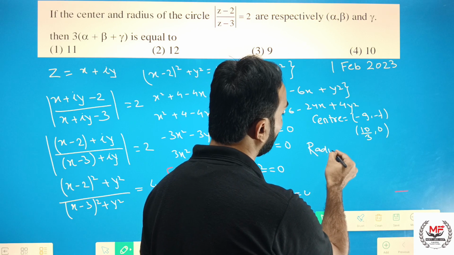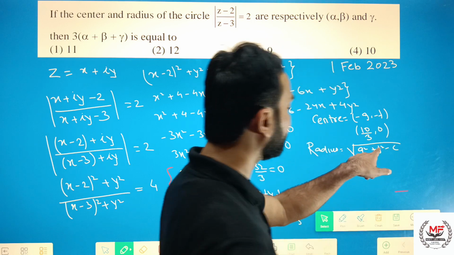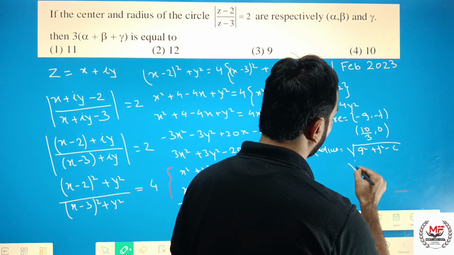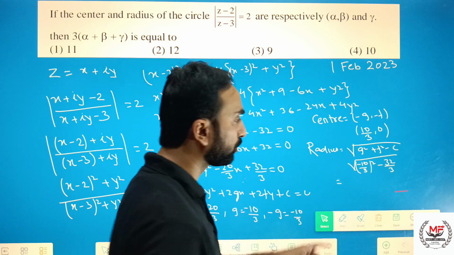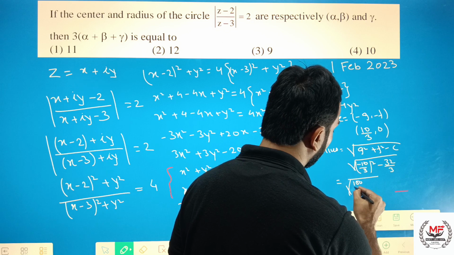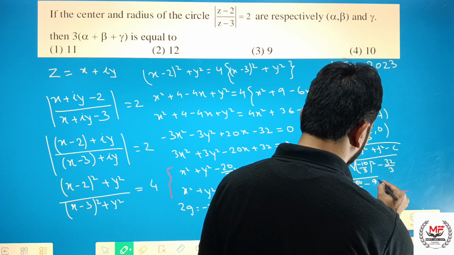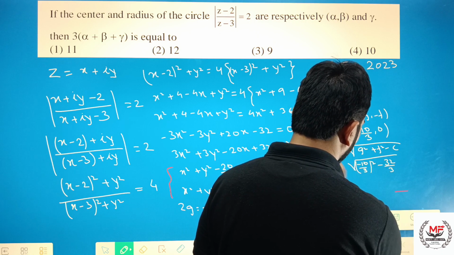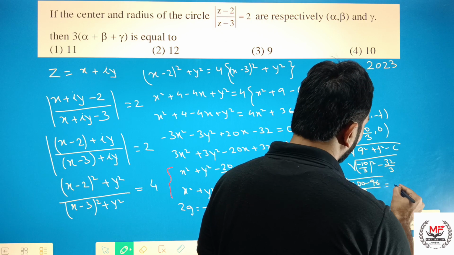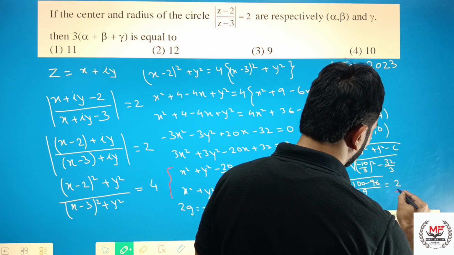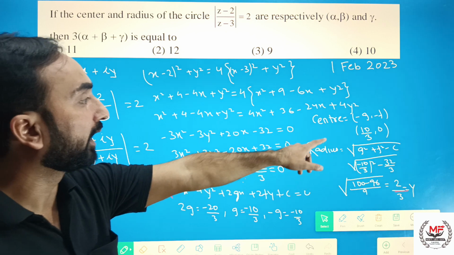The next is the radius, and the formula of the radius for a circle is the square root of g square plus f square minus c. Since there is no f term here, g square is minus 10 upon 3 whole square, and the c term is 32 upon 3, right? When we solve it, we get 100 upon 9, and the LCM will be 9, so this becomes 100 minus 96 upon 9. So the final radius is 2 upon 3. The radius is equal to gamma, and alpha and beta are 10 upon 3 and 0.